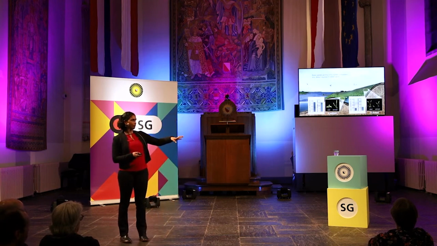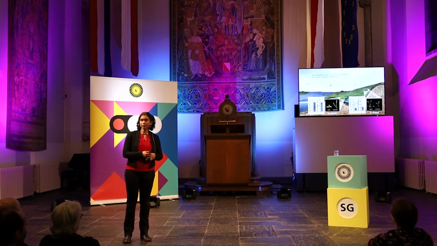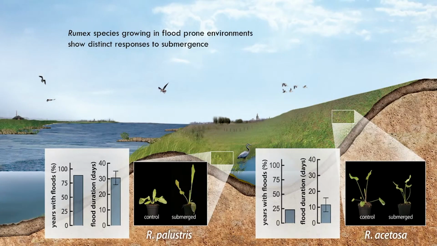Rumex palustris, the plant on the left, grows very close to the river edge, and therefore is exposed to a lot of flooding, which is also lasting a long time. So what it does is what we call an escape strategy. It starts elongating its leaves very quickly, and this allows it to breach the water surface.